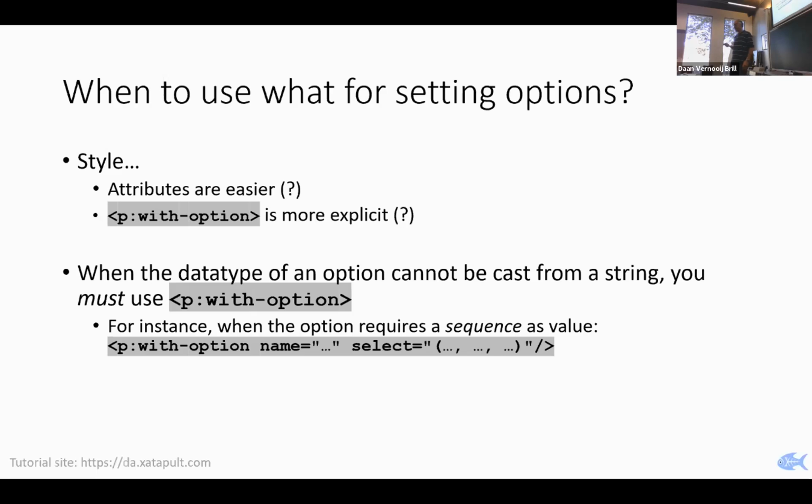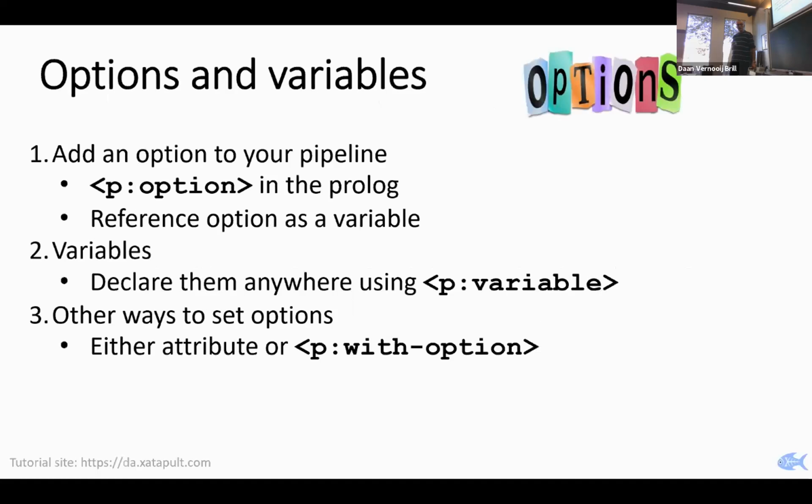All right. So this was just about options and variables. We've seen that we can add an option to our pipeline with a p:option. We can reference it as if it was a variable. We can add variables with p:variable. And we have another way to set options using p:with-option. Any questions so far? Because now we're getting into, again, somewhat more complicated stuff.